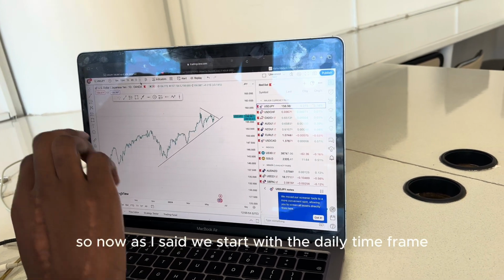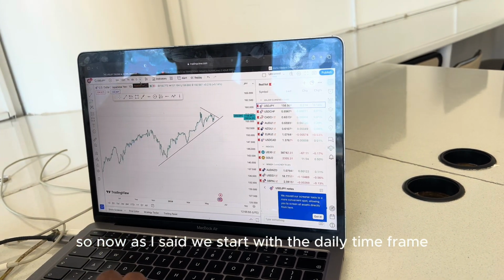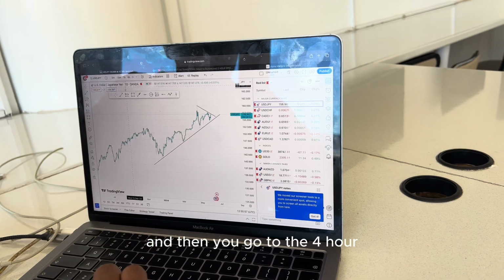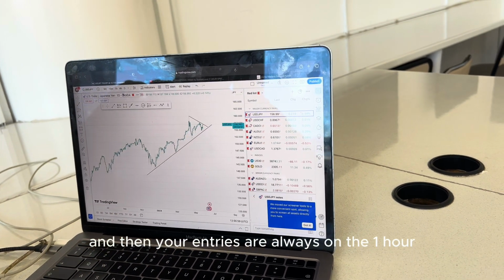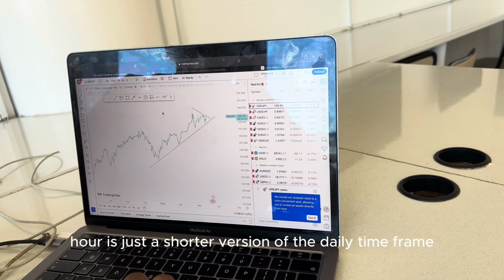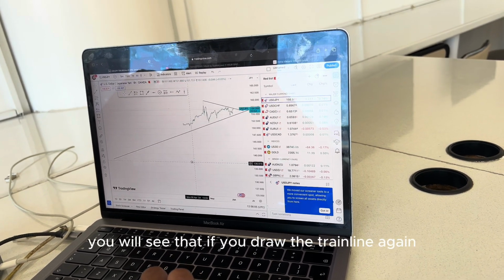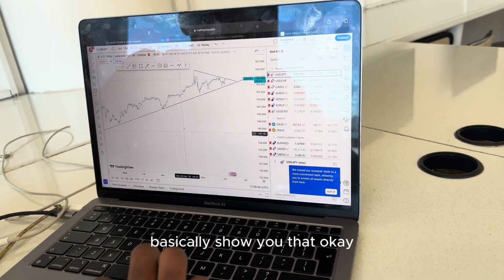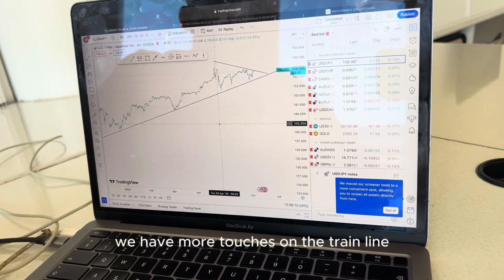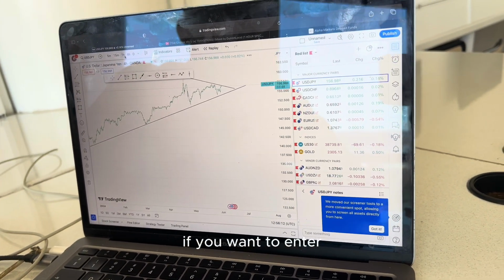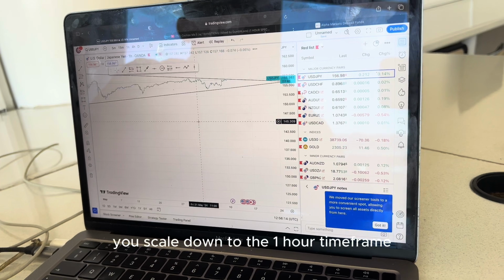So as I said, you start with the daily time frame and then you go to the 4 hour, and then your entries are always on the 1 hour. The 4 hour is just a shorter version of the daily time frame. Basically, if you draw the trend line again, it'll show you that we have more touches on the trend line and we're still moving up. If you want to enter, you scale down to the 1 hour time frame.